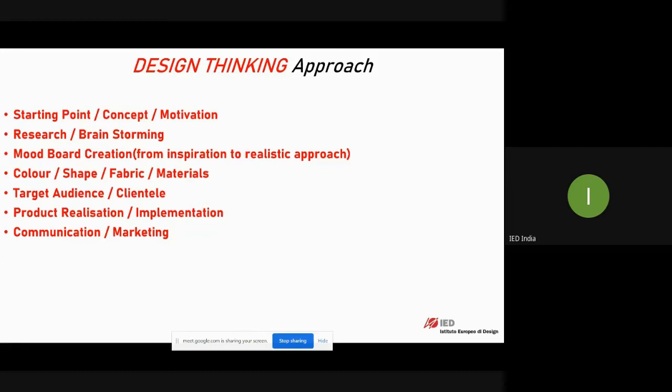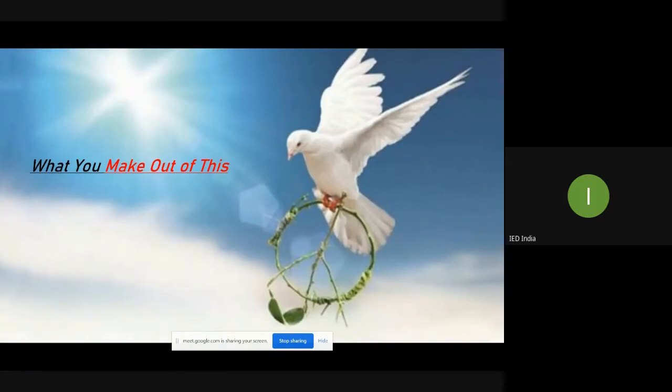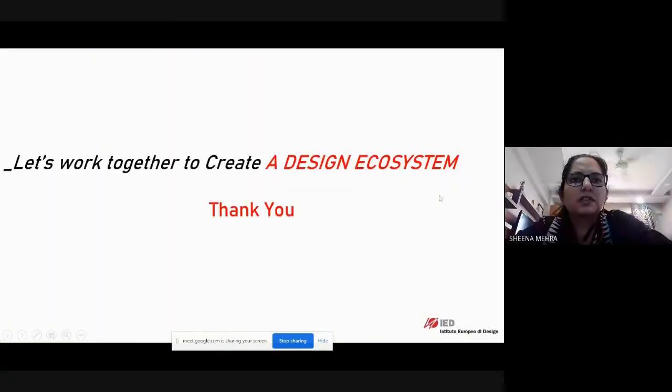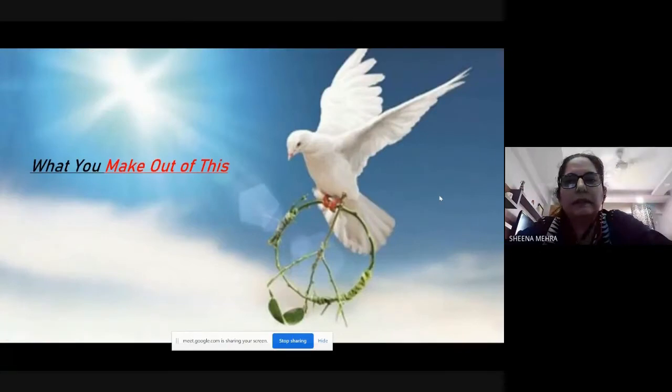Now, after this, we will do a very small exercise, and I would like all the students to participate in it and show me what they have done. My question to you all is, what do you make out of this? Guys? Peace. Yes. Okay. So if it is peace, can you make something out of peace? Maybe we can use this image to depict any of the emotions in design, because white denotes peace.